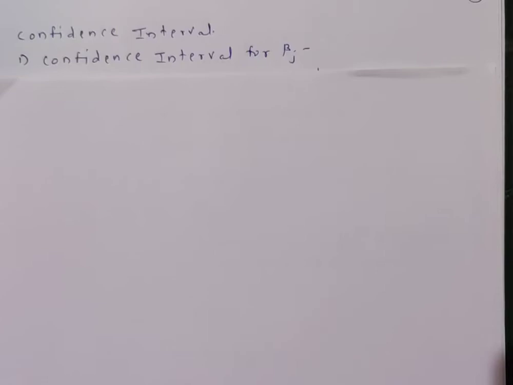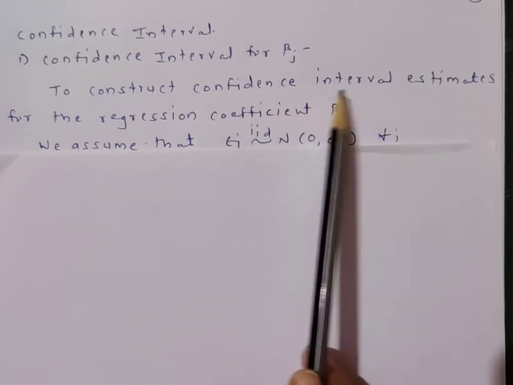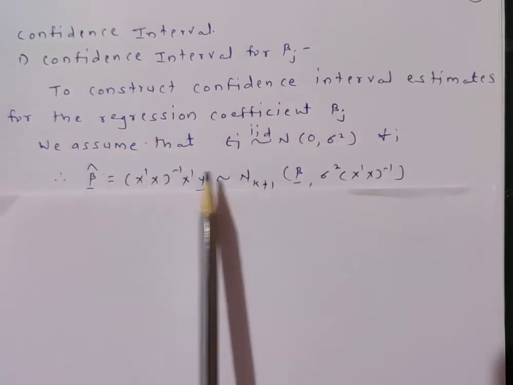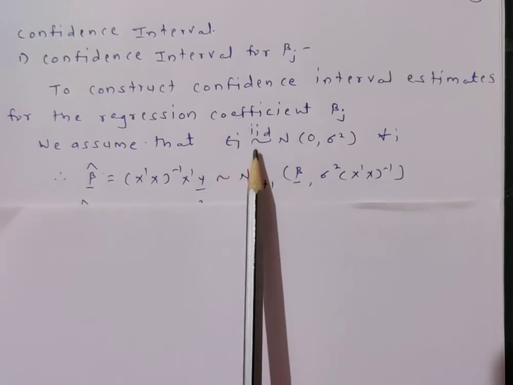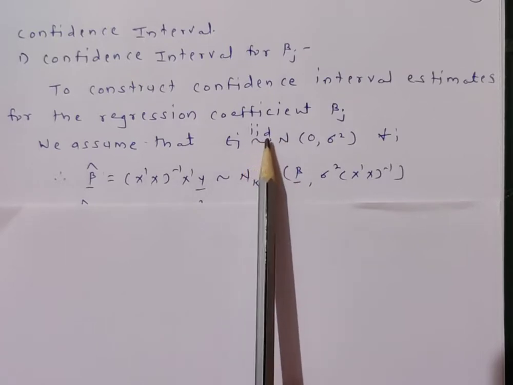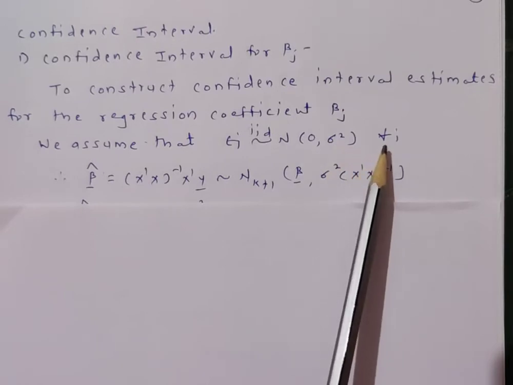Here you observe that the prediction interval is wider than the confidence interval. Fine. So let us find the confidence interval for beta j. To construct confidence interval estimates for the regression coefficient beta j, we assume that epsilon i, that is the error, follows a normal distribution, independent and identically distributed with mean 0 and variance sigma square for all i.